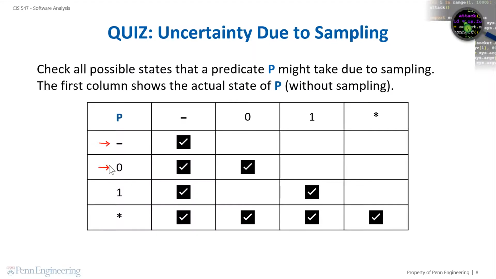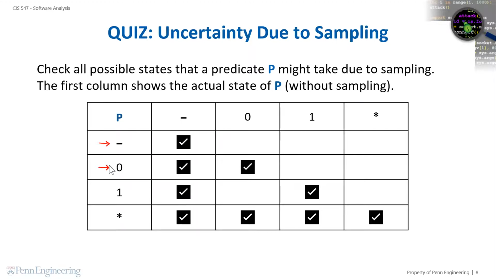Like the case for the state 1, after sampling, we have two possibilities. Either we kept some observation of P in which P was observed to be false, or we lost all observations of P. In the former case, P state will be recorded as 0. In the latter case, P state will be recorded as dash.